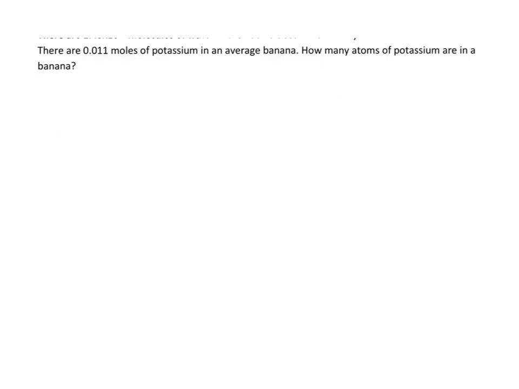All right, so what if we were given this question? There are 0.011 moles of potassium in an average banana. How many atoms of potassium are in a banana? The first thing we need to figure out is what our given unit and number are, and what we are trying to find. Our given is always the number and unit we start with, so the 0.011 moles of potassium is our given. Then we look at the question: how many atoms of potassium? That's going to be our new unit, or what we need to find. So again, we're going to use the same setup.